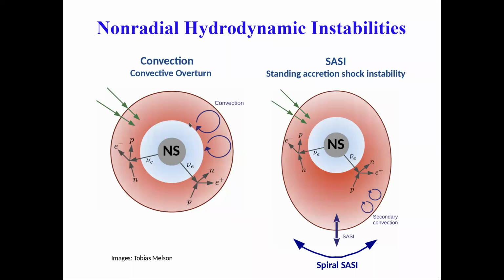That's on the one hand convective overturn in this post-shock region between the neutron star and the shock. The red band here marks the region where neutrinos deposit energy by these reactions, which I had mentioned. And here not only convection occurs, but also what is termed SASI instability, the standing accretion shock instability, which is a large-scale instability and leads to a large-scale deformation of the shock wave.